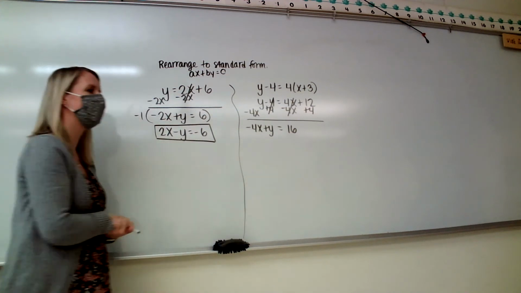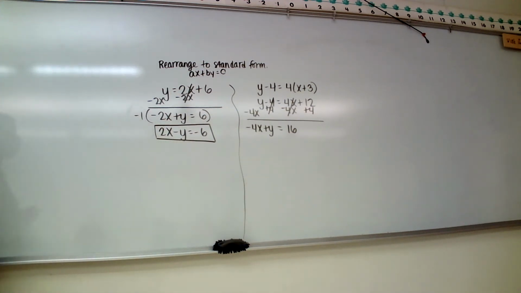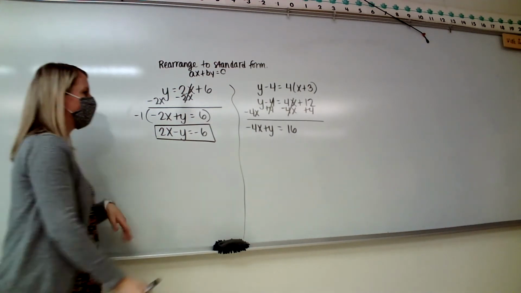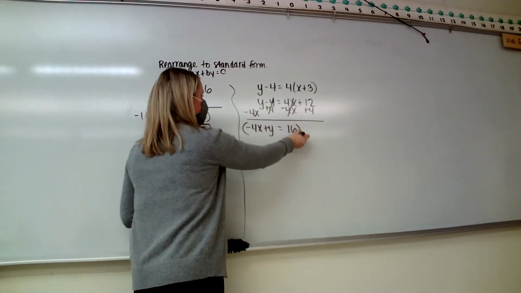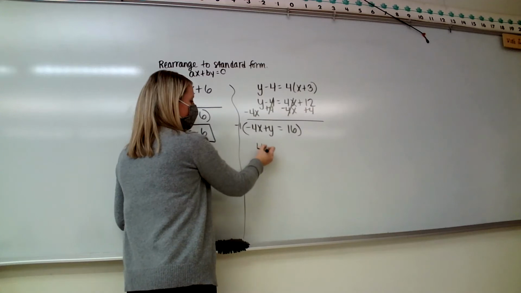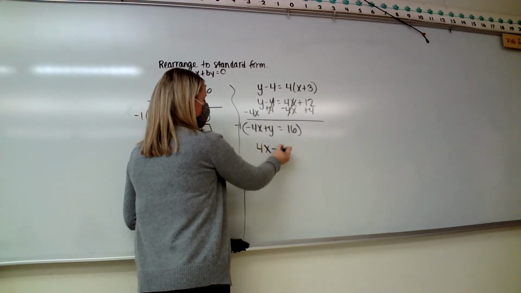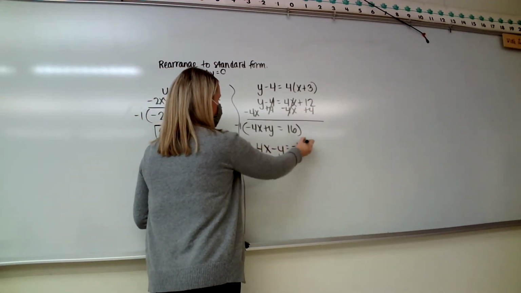So it's really just about kind of moving things around to where you need them. And then once you've done that, once again, it happens a lot when you rearrange, you get that negative in front. So we'll take care of that. And in standard form, it would be 2x minus y equals negative 16.